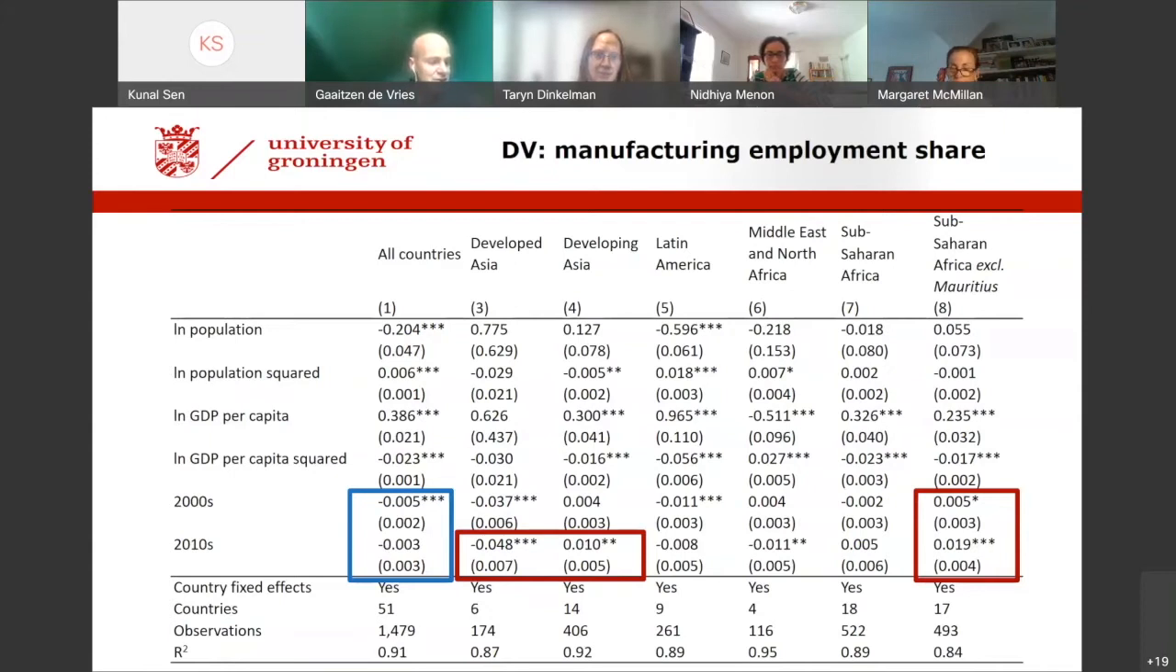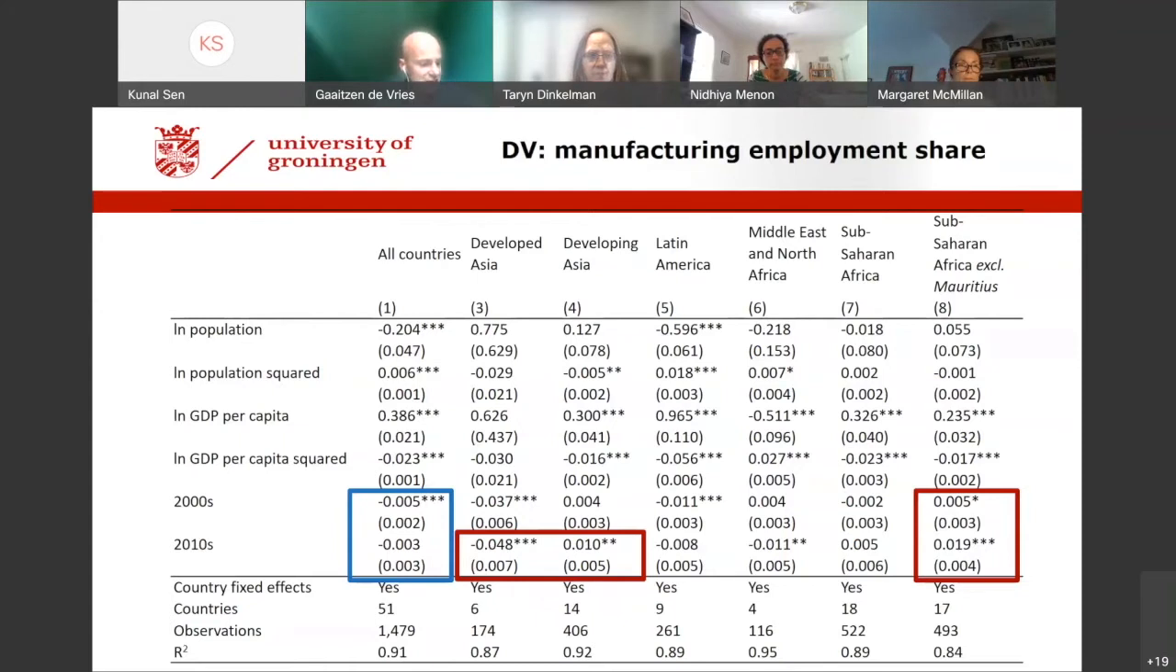And the key parameters of interest are those for the decade fixed effects in the 2000s and the 2010s, which in these regressions are relative to the excluded period, which is the 1990s. The first column, where you see that encircling in the blue box, shows that in the aggregate sample, the decadal dummy for the zeros is significantly smaller compared to the 90s, suggesting deindustrialization. Yet the decadal dummy for the 10s is not significantly different from the dummy for the 90s anymore.